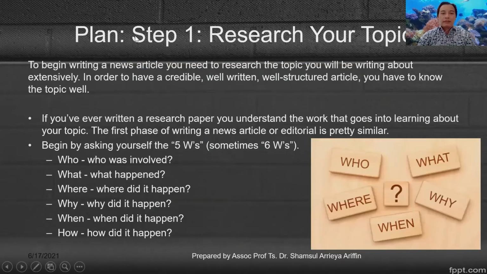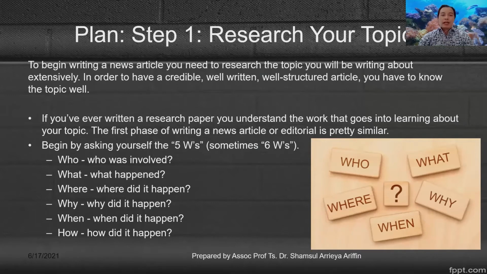All right. Step one, research your topic. To begin writing a news article, you need to research the topic you will be writing about extensively. In order to have a credible, well-written, well-structured article, you have to know the topic well. If you have ever written a research paper, you understand the work that goes into learning about your topic. The first phase of writing a news article or editorial is pretty similar. So you need to go and research your articles first.